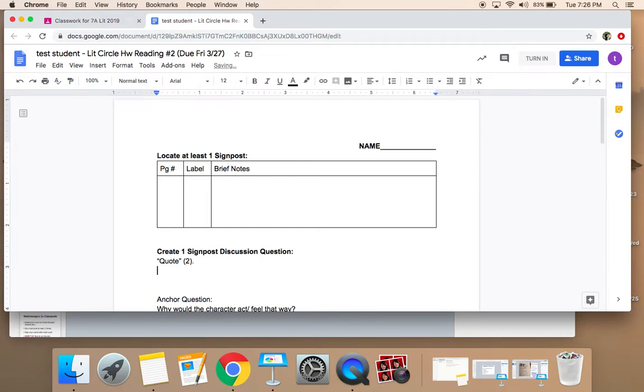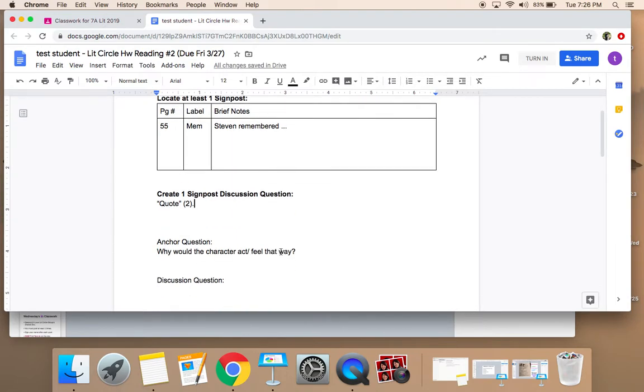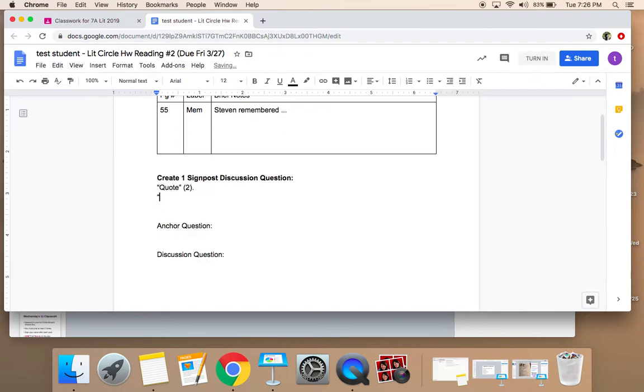All you need to do is record signposts. I found one on page 55. It was a memory moment. Brief notes: Steven remembered, and so on. Just brief notes about it. Down here, make one signpost, a discussion question, and write your quote.